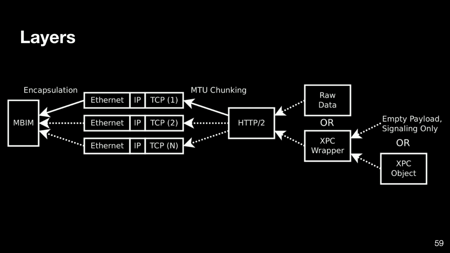These are all the different layers that make up the packets that the T2 chip uses to communicate with the macOS host. We're going to start over on the left with the MBIM layer.